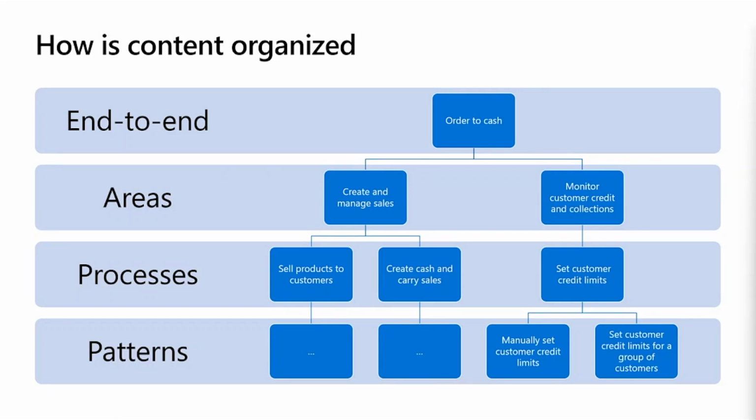So setting customer credit limits, as an example, I've shown 2 patterns here. We can manually set a customer credit limit, or we can set a customer credit limit for a group of customers. This isn't a comprehensive list of all the ways that we can set credit limits, but it's just some examples. We do know that the list of patterns that are available in the spreadsheet is not complete. And this is one of the areas that we would like the community to help us build out a larger list of patterns. And you can do that by submitting your request in the GitHub repository.